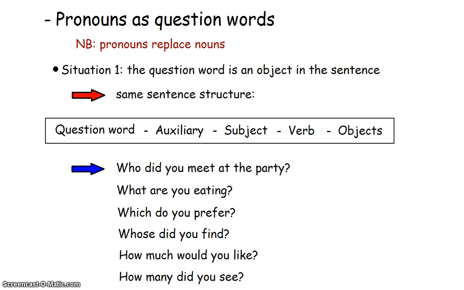And last example, how many did you see? How many is used with countable words, so with plural.